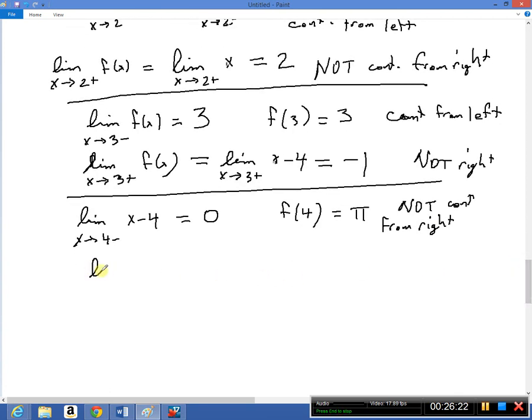How about from the right? Sorry, I got to go to the right, the other side. So if you go to 4 from the right, we're using the formula pi, because when x is bigger than 4, that's what y is. And so obviously the answer is pi, because it's constant. And that's the same as f of 4, so yes, continuous from the right.